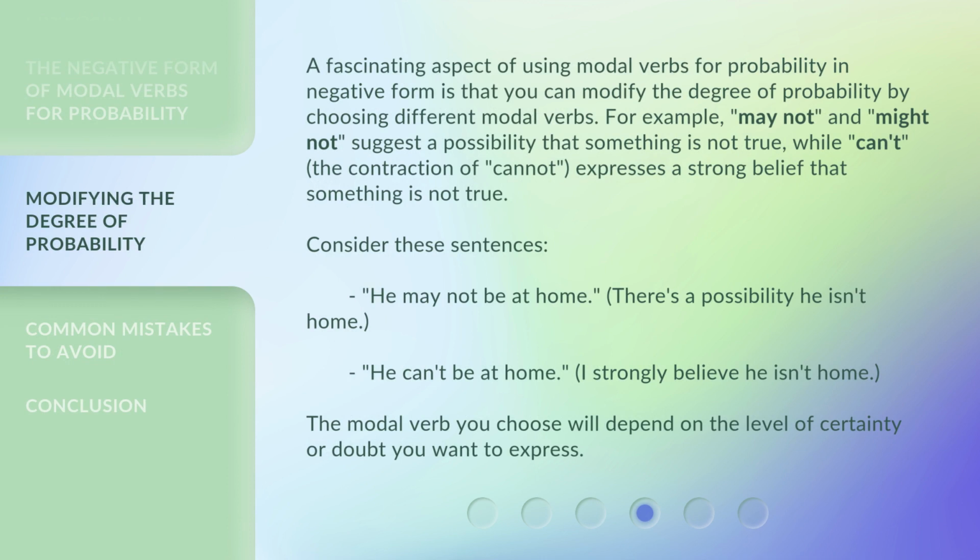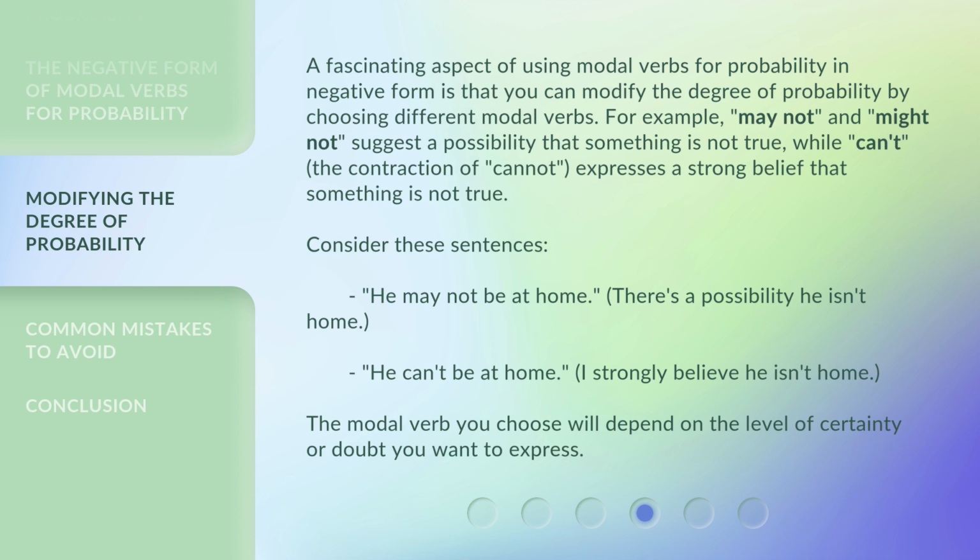A fascinating aspect of using modal verbs for probability in negative form is that you can modify the degree of probability by choosing different modal verbs. For example, may not and might not suggest a possibility that something is not true, while can't, the contraction of cannot, expresses a strong belief that something is not true.